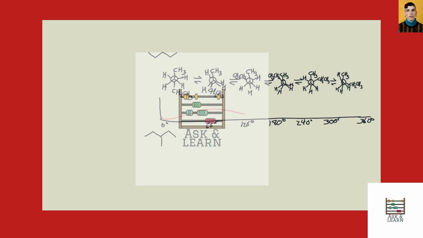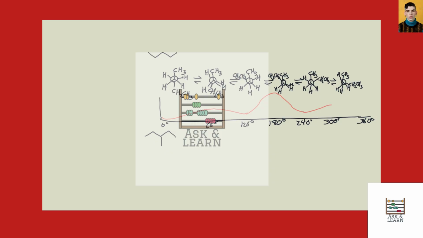So the energy diagram would have a minimum for the staggered anti, a local maximum for the first eclipsed, then a local minimum for the staggered gauche at 120 degrees. At 180 degrees will be the highest energy eclipsed. And then the staggered gauche at 240 degrees will have the same energy as the one at 120 degrees.